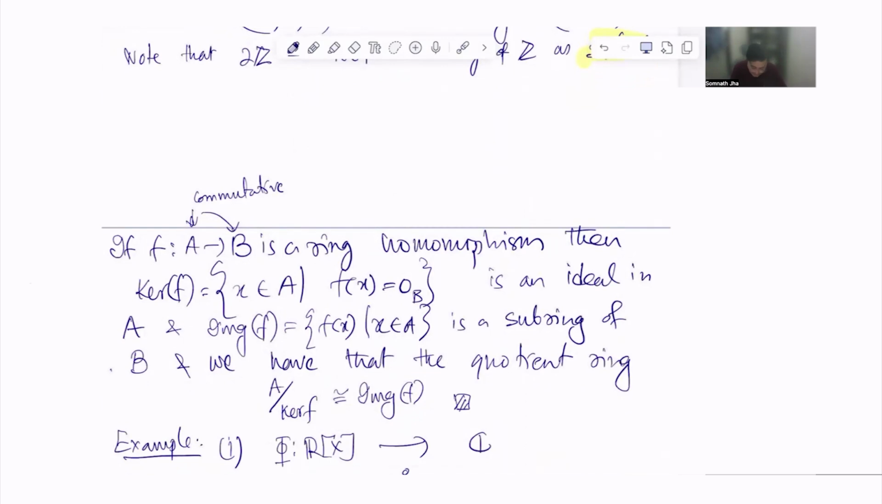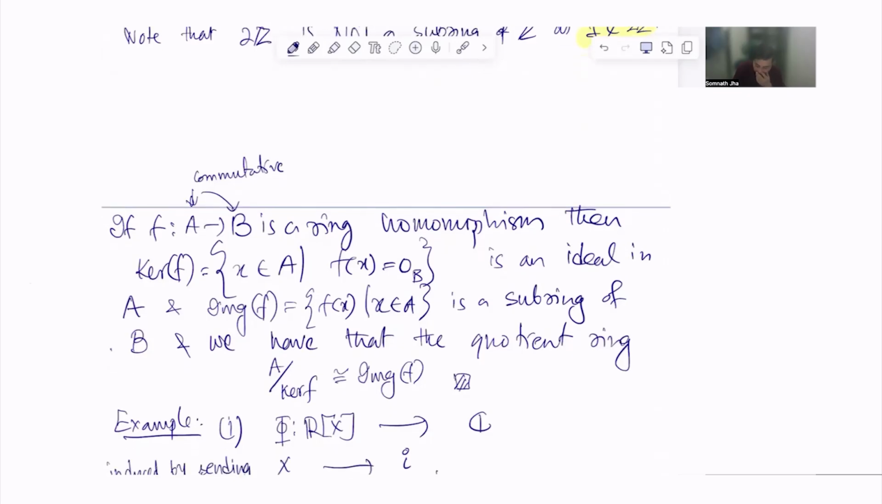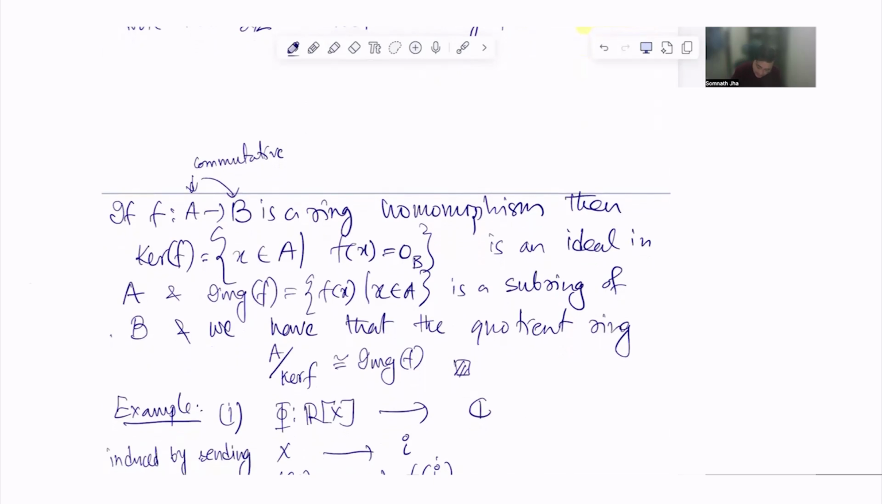Let me end this class with one example of this. You have the ring R, which is a field, and you have the polynomial ring in one variable, the set of all polynomials with real coefficients, R[x]. From here you can give a map to C, the complex numbers, by sending f(x) somewhere. If you think about a polynomial, where you send f(x) is determined by where you are sending x. For example, you say take x to i, where i is the square root of -1.